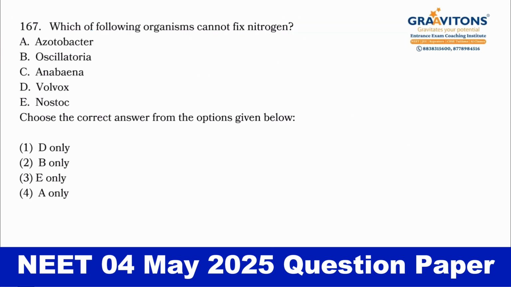Then question number 167: which of the following organisms cannot fix nitrogen? Here we have Acetobacter, Oscillatoria, Anabaena, Nostoc. All of these can fix nitrogen. Only Volvox, the green algae, cannot fix nitrogen. So the answer is option 1.